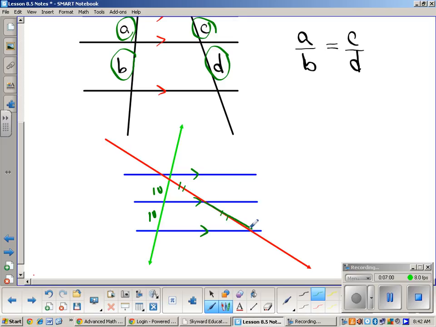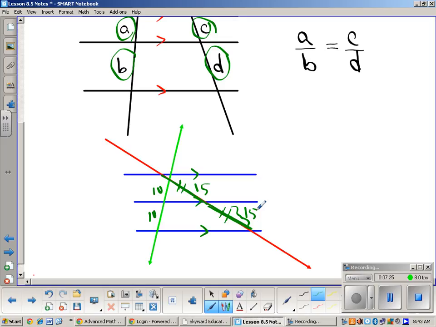So this distance here will equal this distance here. No matter where I draw that transversal now, I know those parallel lines are going to cut them into equal pieces. So if I knew this was 15, then how long is this one going to be? 15. Okay? And so they're very similar, aren't they, these two theorems?